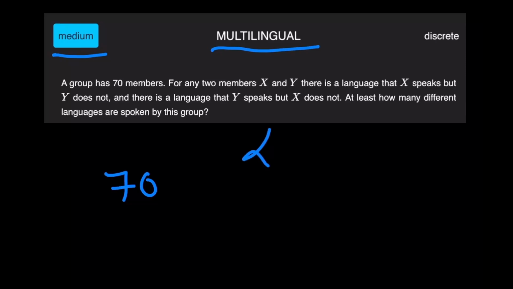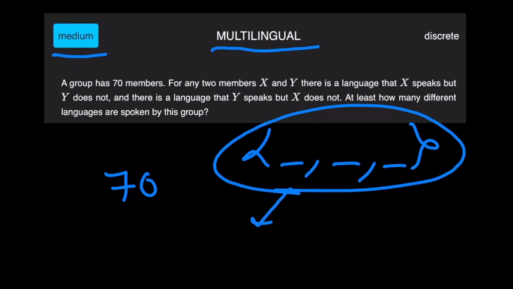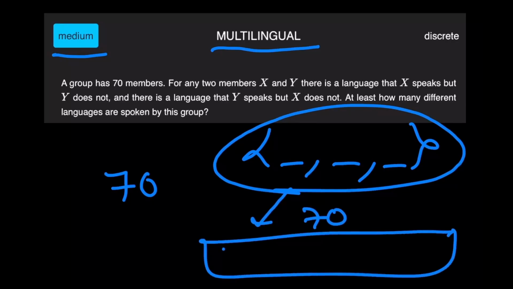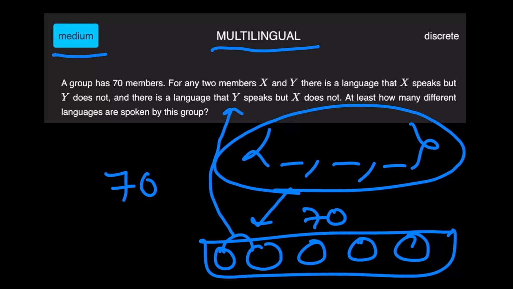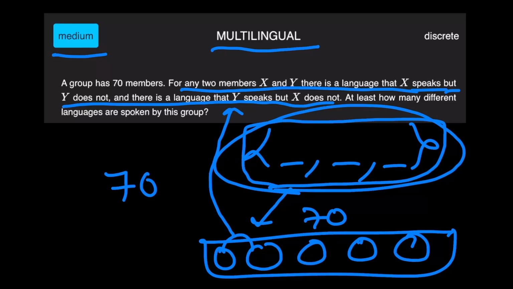So we have a set of languages, right? And we have to distribute that set among 70 members in such a way that for each of those 70 subsets, if we pick any two of those subsets, it satisfies the line given over here. And the question that we've been asked is how many languages does there have to be within this set of languages in order to satisfy this constraint?